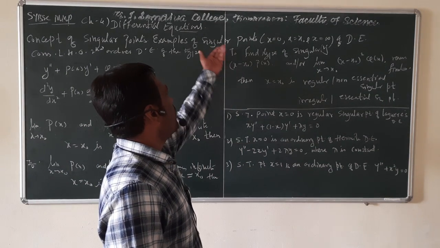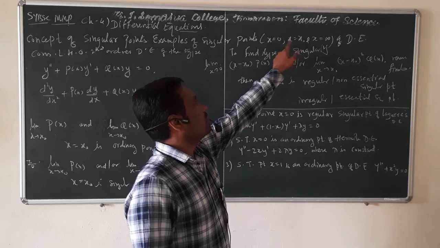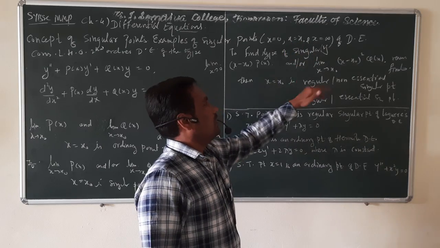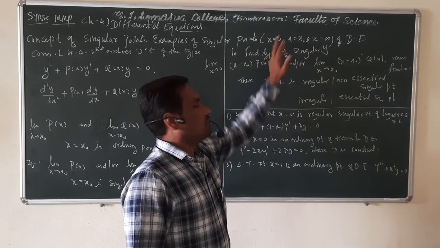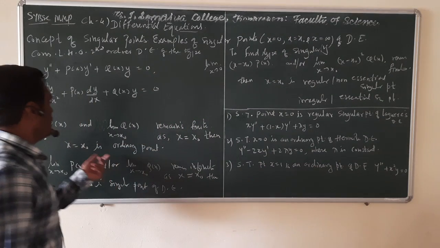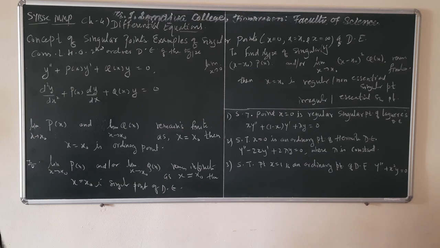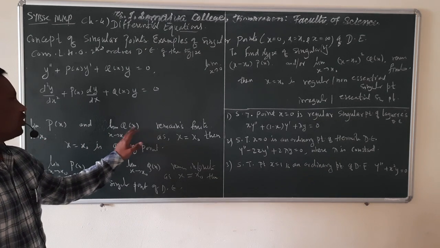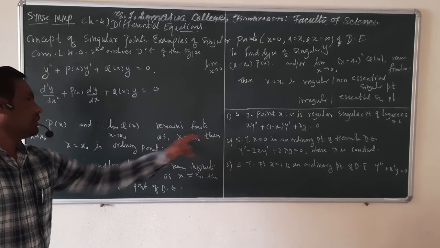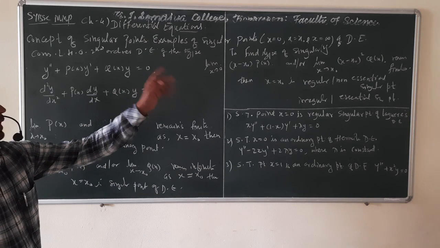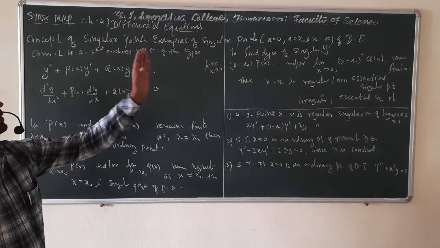Now here we have taken singular points at x is equal to 0, x is equal to x0. We already discussed at x is equal to x0 how to find out the type of singularity. Now for x is equal to 0, we just put x0 is equal to 0. So if you take x0 as 0, and limit as x tends to 0 of p of x and limit as x tends to 0 of q of x remain finite, then x is equal to 0 is an ordinary point. And if you replace x0 by 0, you can discuss the singular point at x is equal to 0.